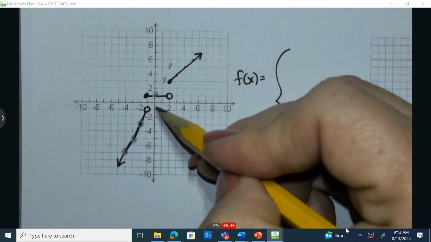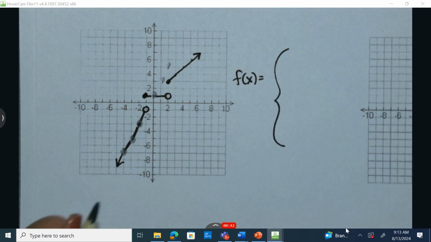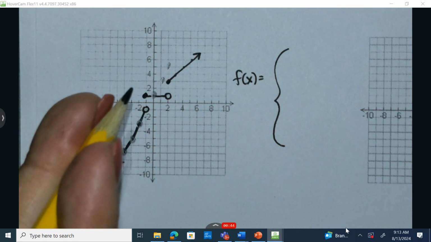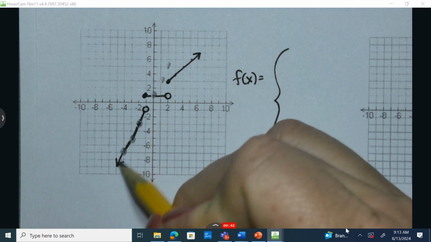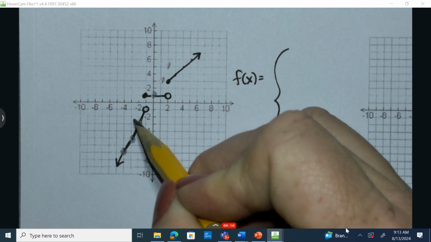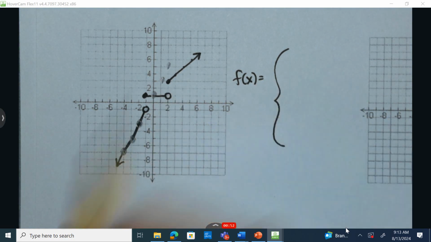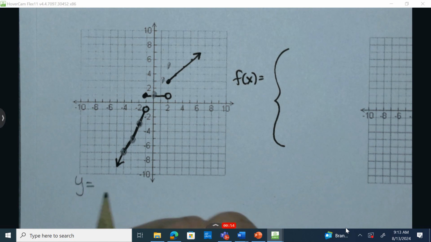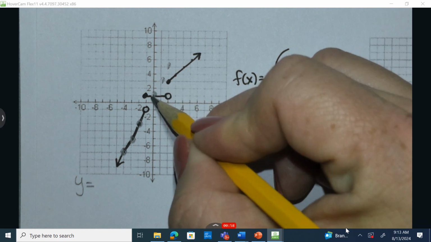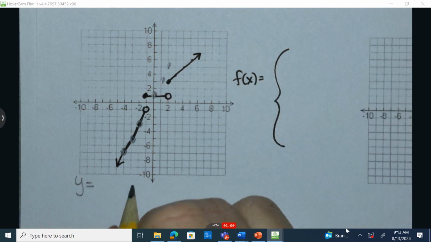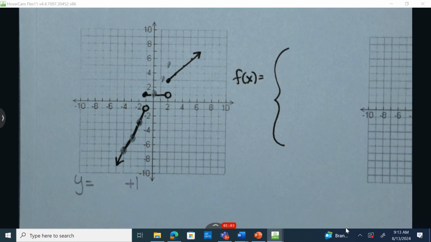I'm not going to actually connect it. That would be only if I wanted this piece of the function to go throughout the entire Cartesian plane. We can see it only exists under certain constraints. So this piece, I'm going to write y equals, and remember it's going to be mx plus b. Where would this cross the y-axis? It would cross at a value of 1, plus 1.